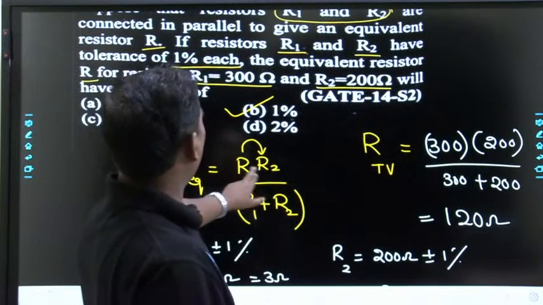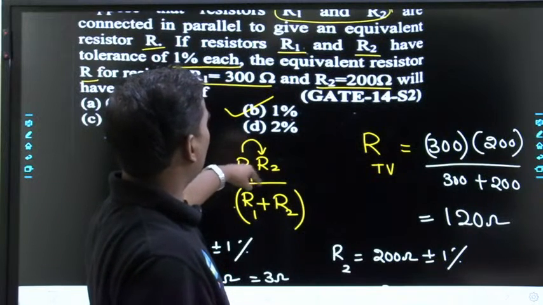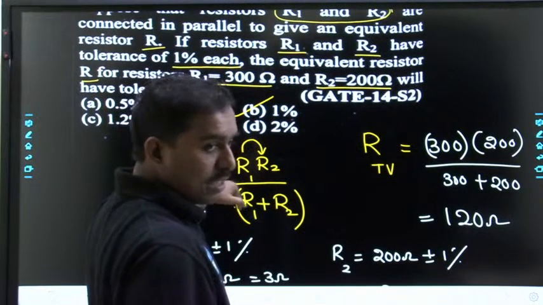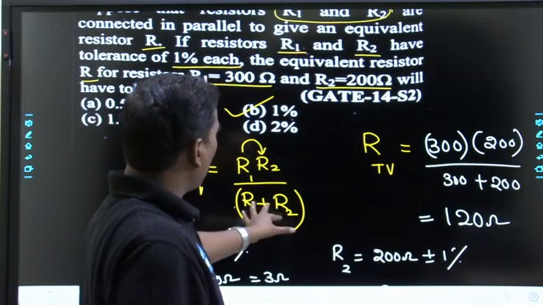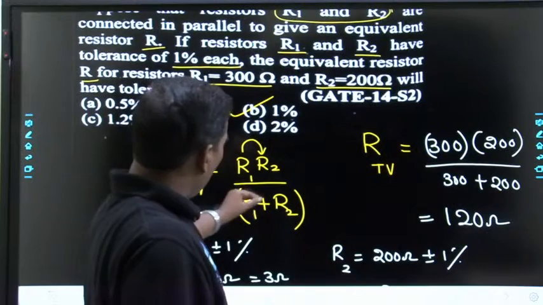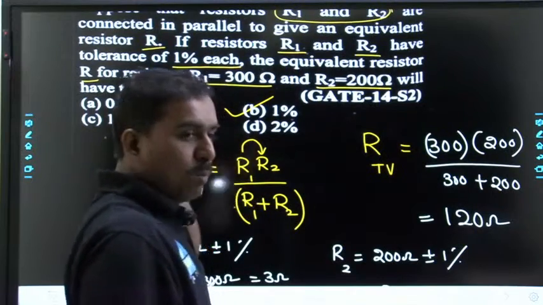Don't think, sir, R1 R2. For the product, percentage errors can be added. For the division also, percentage error can be added. But here, R1 plus R2, there you are going to add its absolute error. So you cannot compare this with the previous problem of the V by I method.